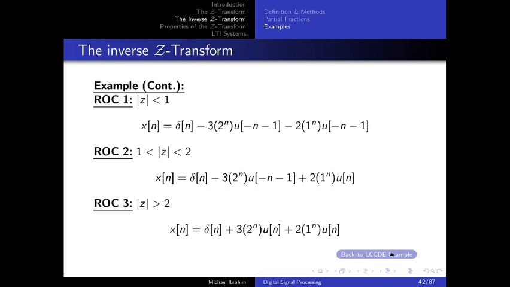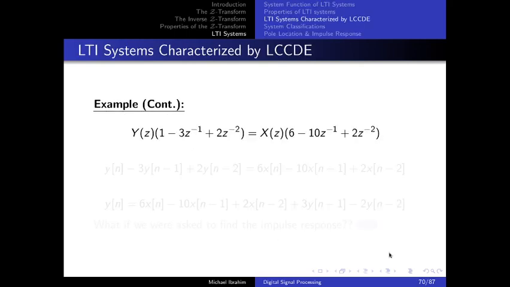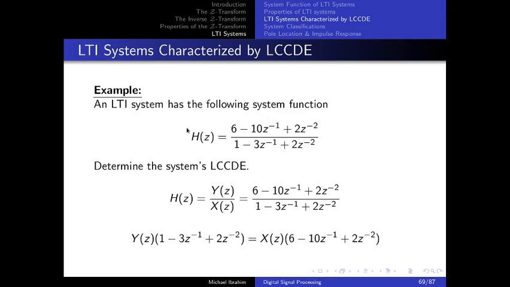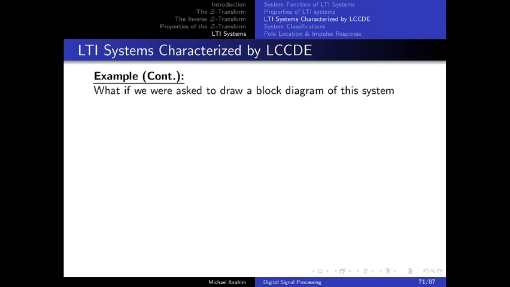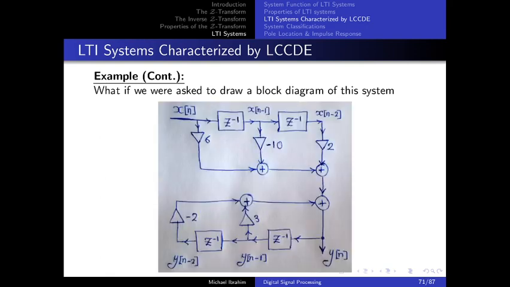So this is actually a typical question in the exam, where I'll give you a transfer function. I would ask you to find the LCCDE, find the impulse response, maybe find the poles and the zeros, determine the causality and stability, and maybe I will ask you to draw a block diagram of the system. What about the block diagram? What if we ask to draw a block diagram of the system? So let's see how we can draw a block diagram of this system.